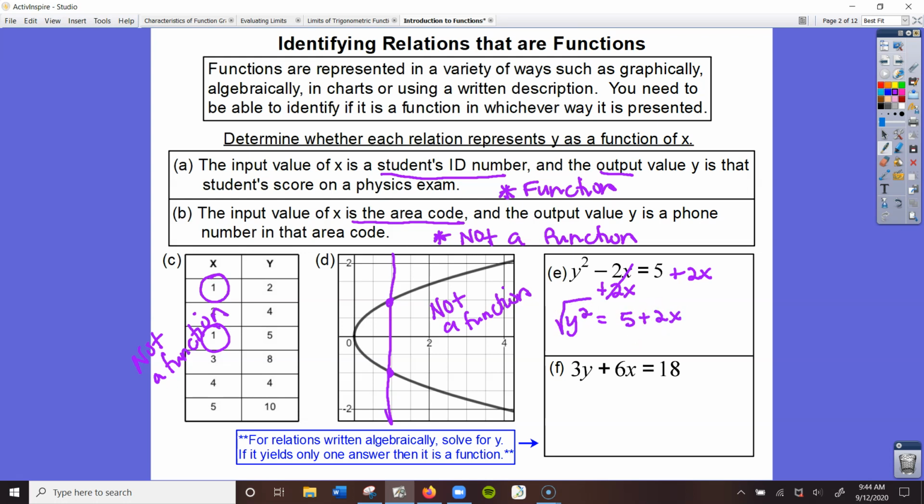Then to get the y alone, we would have to square root both sides, making y equal to plus or minus the square root of 5 plus 2x. Remember, when we square root anything, it is always plus or minus. So this means that if I were to plug in an x value, I would get two y values for that same x, meaning that that particular x value would repeat. So this would be not a function.